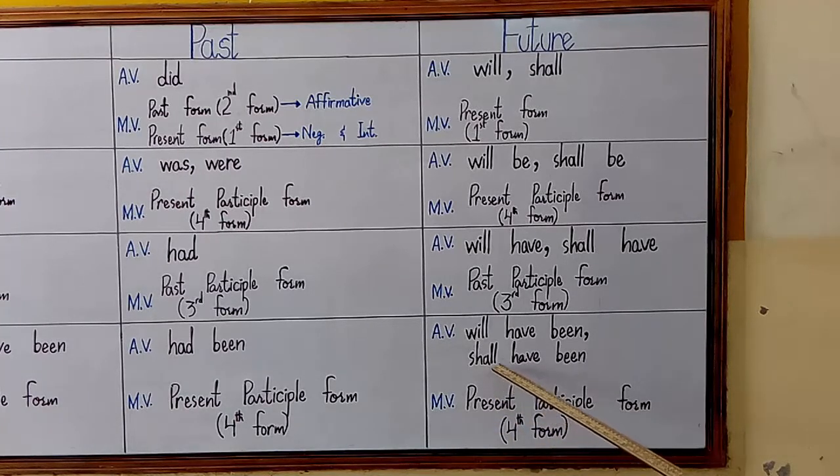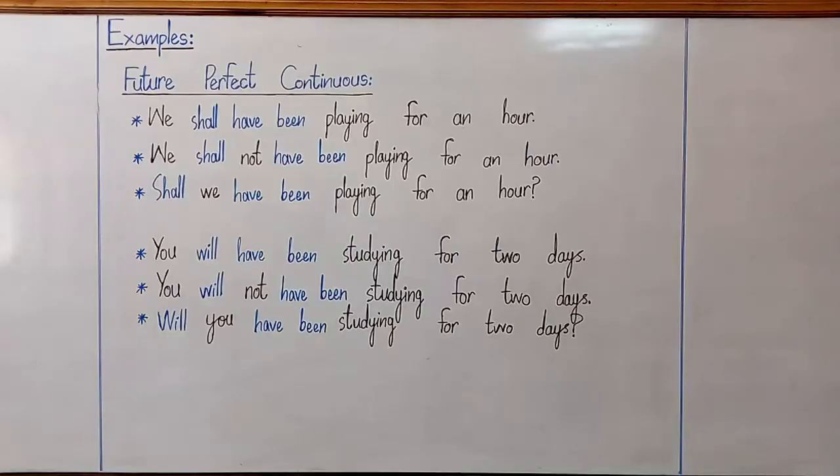And in future perfect continuous, we use will have been or shall have been as auxiliary verbs, and we use present participle form, which means fourth form of main verb. These are the examples for future perfect continuous tense with the usage of shall have been and will have been in affirmative, negative, interrogative sentences, and the usage of present participle form, which means fourth form of main verb here.